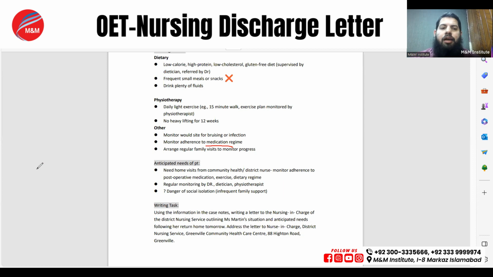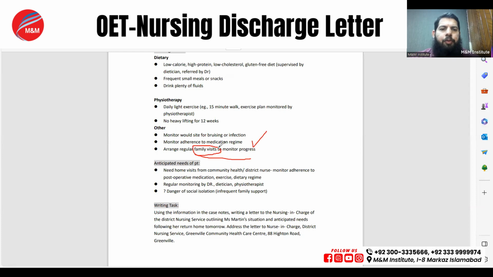Anyhow, at the moment, in the first 5 minutes, we are trying to make up our mind to understand what it is. So in simple words, we will see what the procedure was, why she was admitted to the hospital. But this is the discharge plan that has to be followed. So let's see. And the last point is to arrange regular visits to monitor progress, family visits.